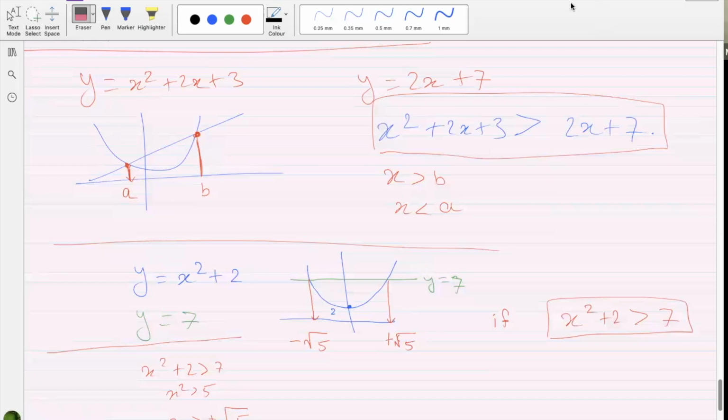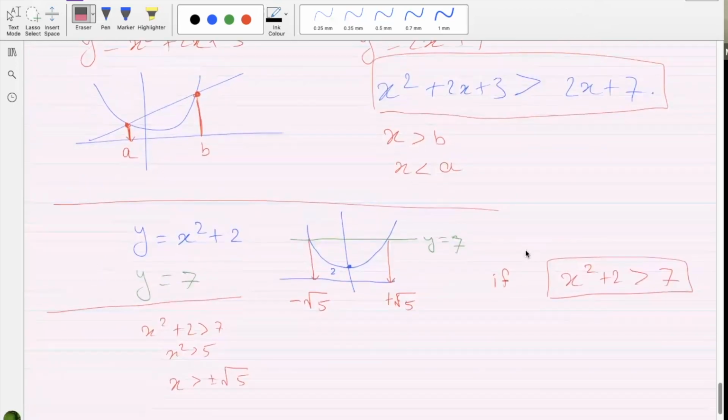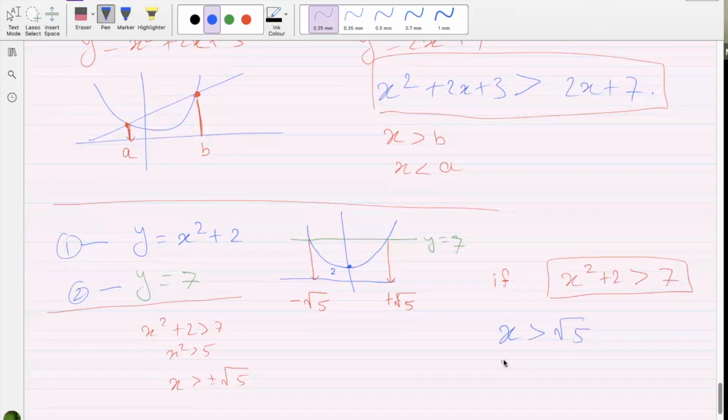I'm erasing it just so we don't mix it up. I've solved these two equations, equation number 1 and equation 2. Solving these two equations, the points of intersection are plus under root 5 and minus under root 5. So if someone asks you x squared plus 2 is greater than 7, I can say that the value of x is greater than square root 5, or the value of x is less than negative square root 5. Any objection in this case?